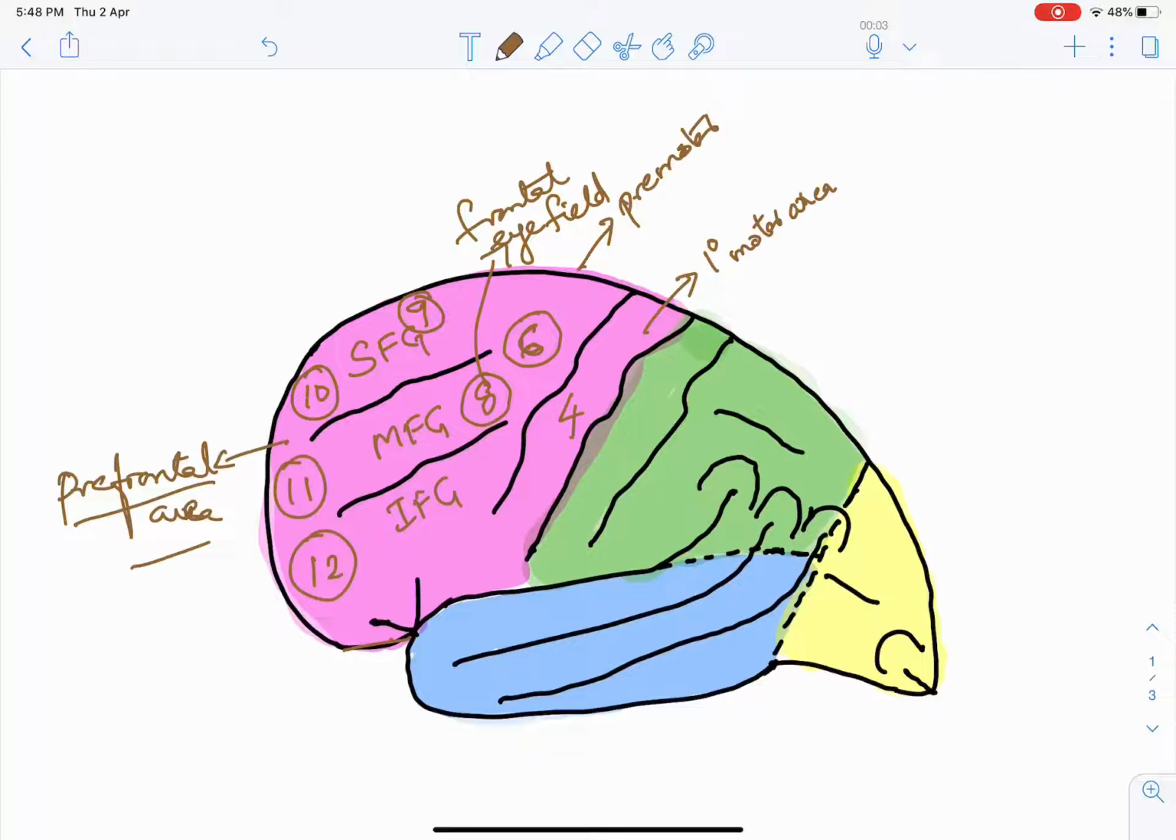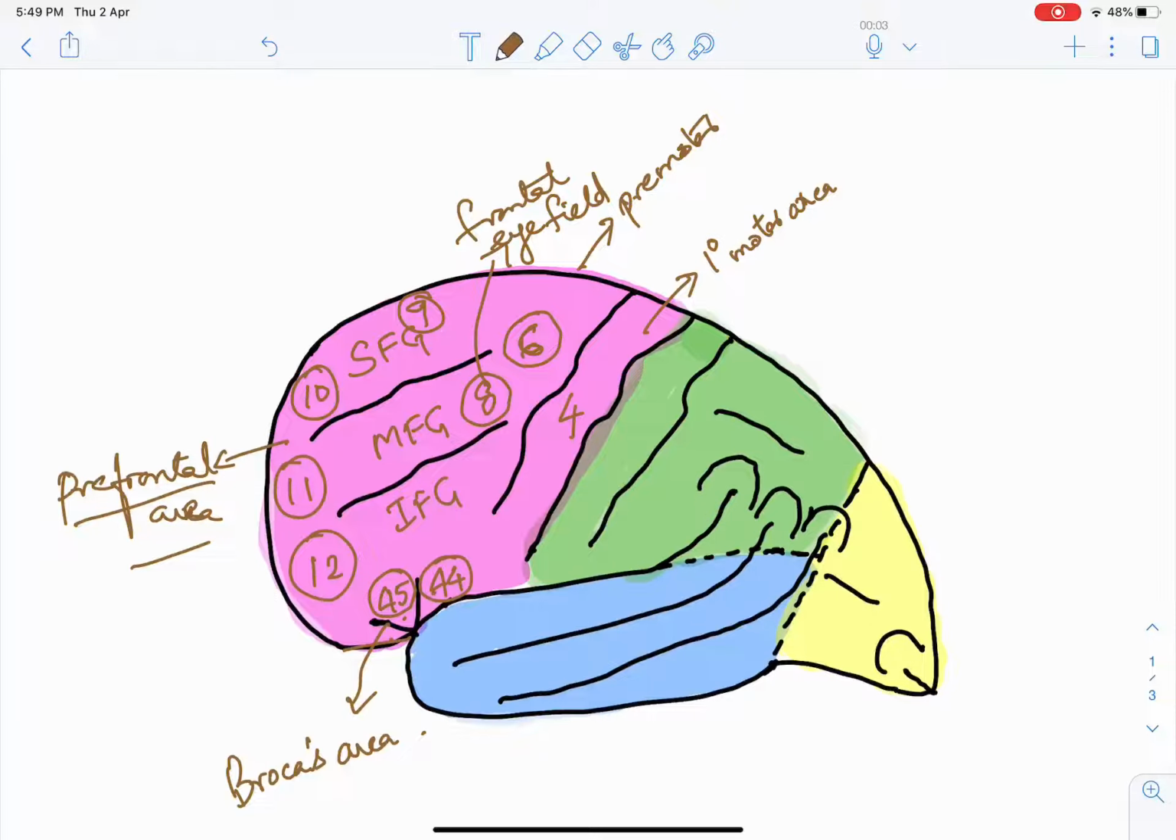The next area that we have to study is area number 45 and 44. Area number 45 is seen in the pars triangularis. This is the pars triangularis and this is the pars opercularis. So pars opercularis is area number 44 and pars triangularis is area number 45. And this is the motor speech area. It is also called Broca's area.